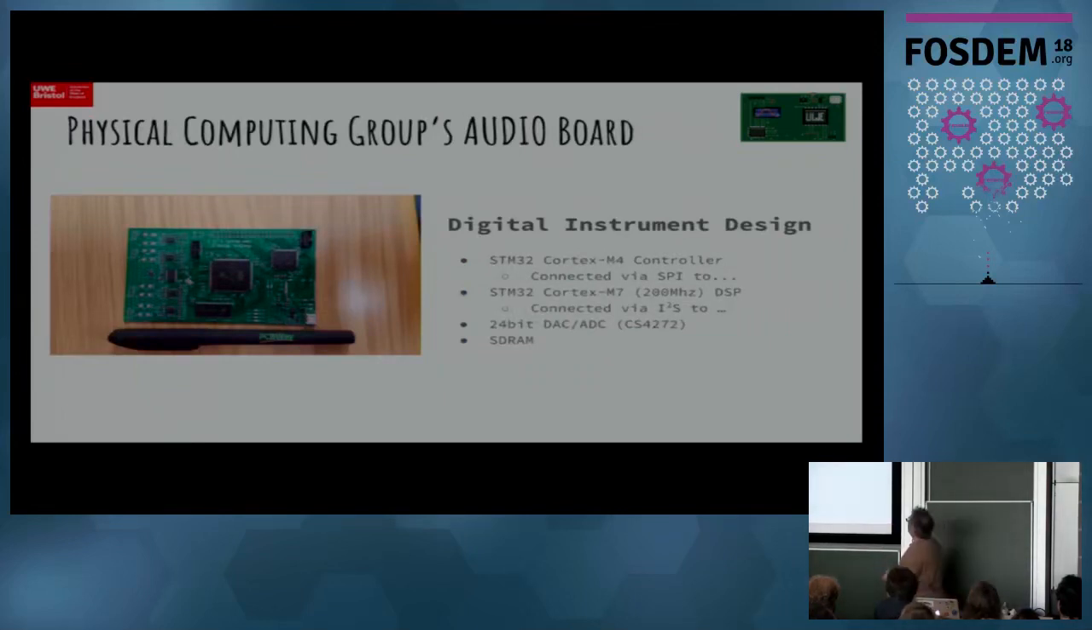Okay, we're building these boards. Unfortunately, I completely forgot to pack one when I came. Anyway, we're using multiple ARM cores, and this is an audio board. We do a lot of work in audio research, very specific. So it's got a Cortex-M7 for DSP because we want to do DSP on one of the cores. The other one's a controller for handling MIDI and that sort of stuff.